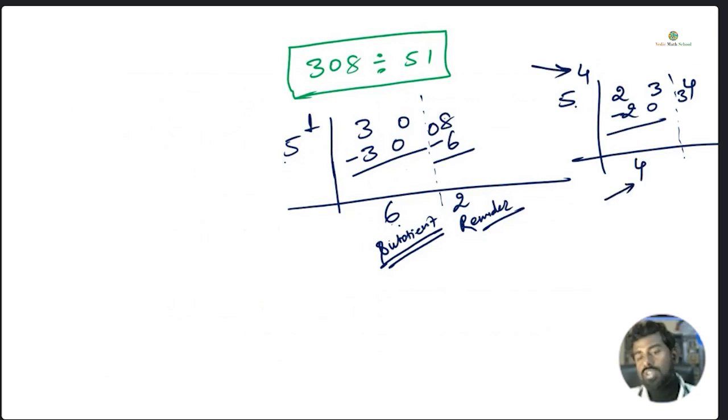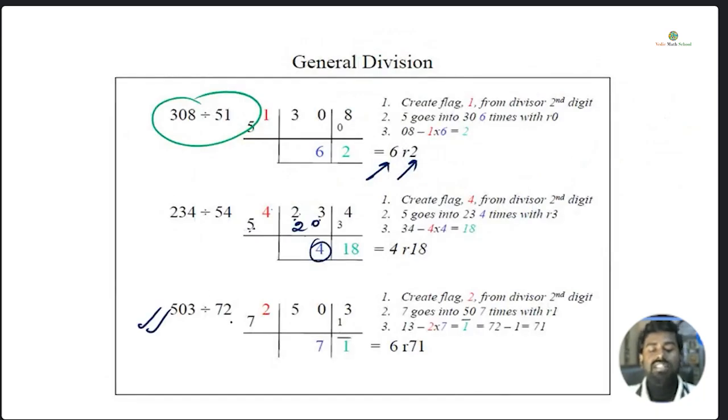Anyone? 16. 4 into 4, 16. So if you are going to subtract 16 from here, what you will get? 18. So this is your quotient and 18 is your remainder. Clear? Look at this: 503 divided by 72.